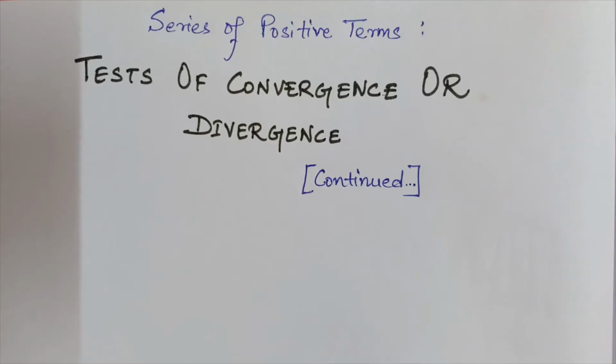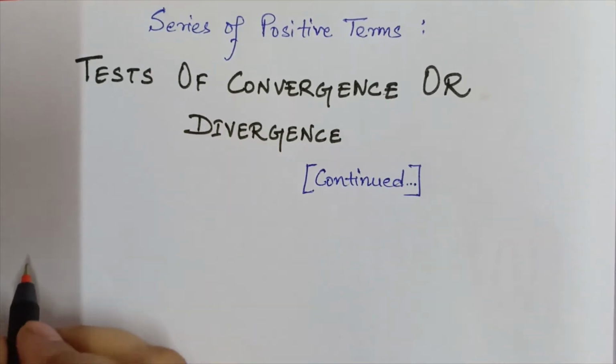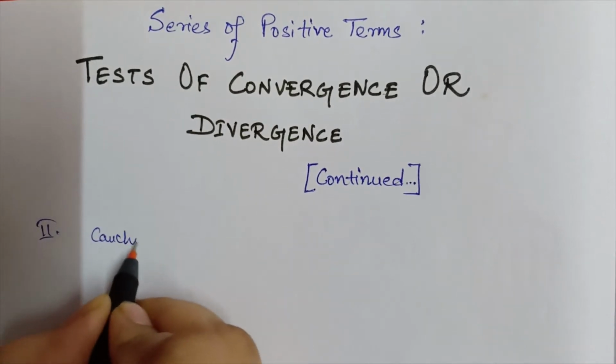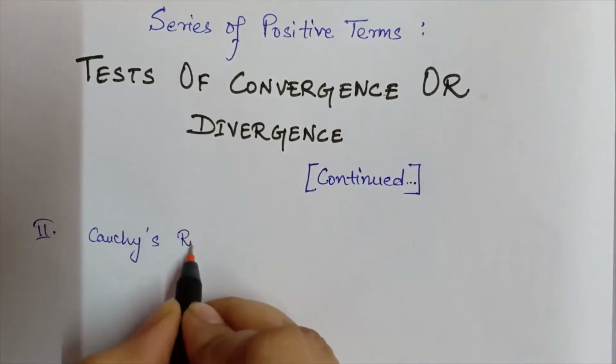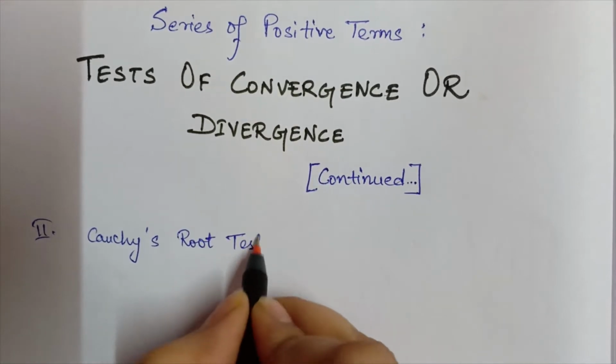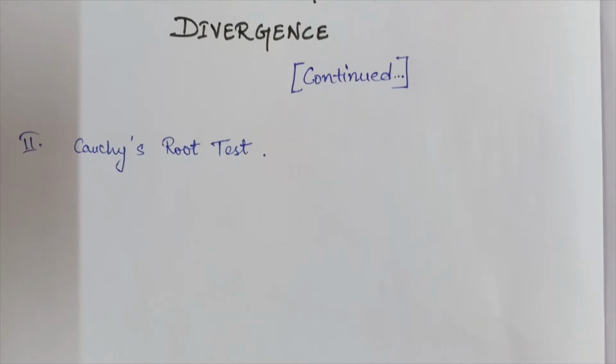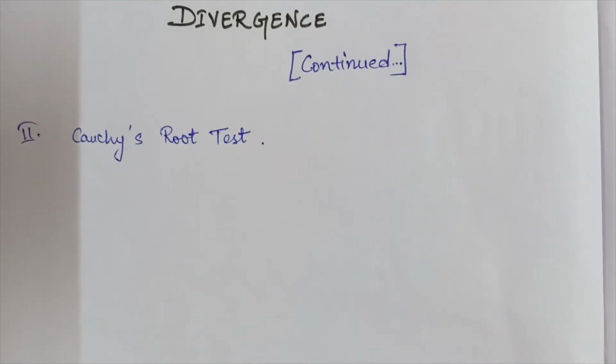Series of positive terms, tests of convergence or divergence. This is a continuation of the first video where we learn about the comparison test. Here we are going to study the second test, which is Cauchy's root test. So first, we will see what the statement is.